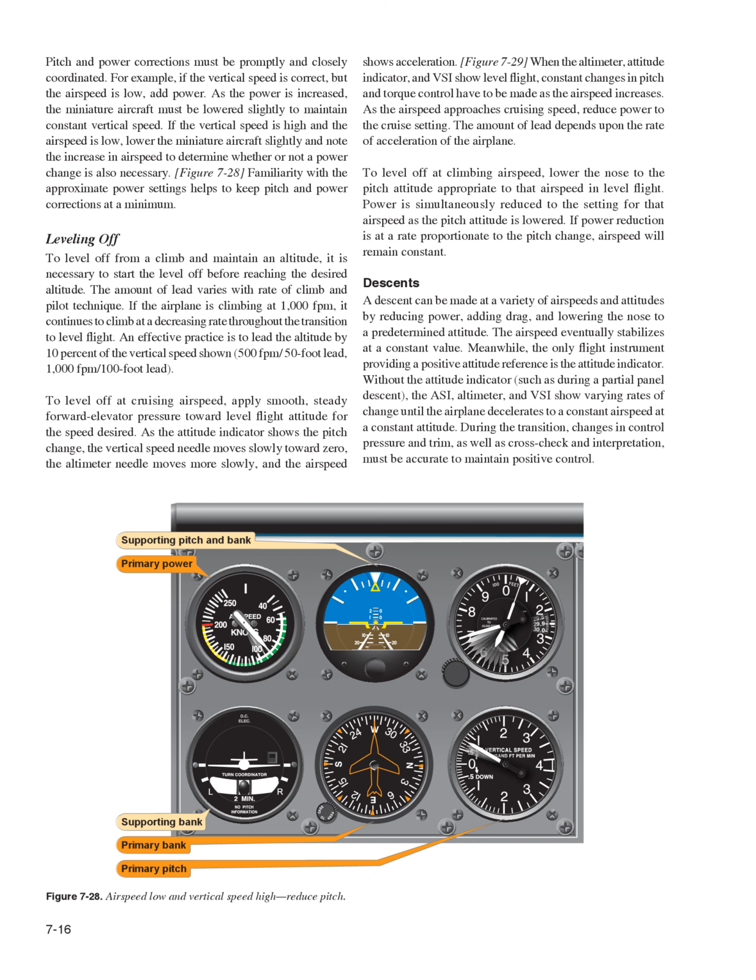Descents: a descent can be made at a variety of airspeeds and attitudes by reducing power, adding drag, and lowering the nose to a predetermined attitude. The airspeed eventually stabilizes at a constant value. Meanwhile, the only flight instrument providing a positive attitude reference is the attitude indicator. Without the attitude indicator, such as during a partial panel descent, the AC, altimeter, and VSI show varying rates of change until the airplane decelerates to a constant airspeed at a constant attitude. During the transition, changes in control pressure and trim, as well as crosscheck and interpretation, must be accurate to maintain positive control.